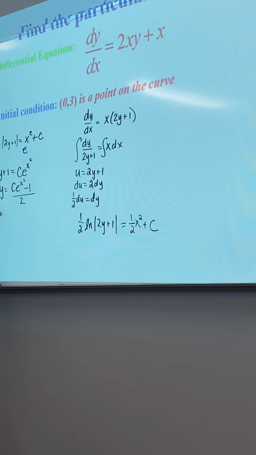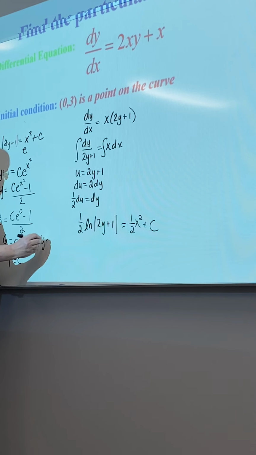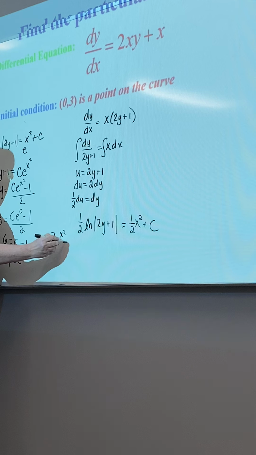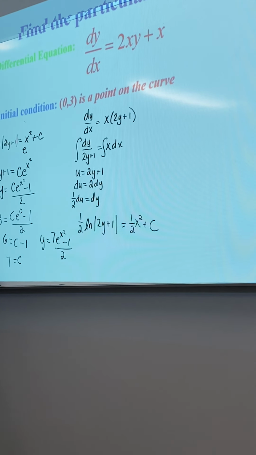I'm gonna start right here and find the answer with the point (0, 3). So I have 3 equals c e to the 0 minus 1, divided by 2, which gives me 6 equals c minus 1, so c must be 7. Going back to where I stopped and solved for c, I put the 7 here. That gives me that my equation is y equals 7e to the x squared minus 1, all over 2.